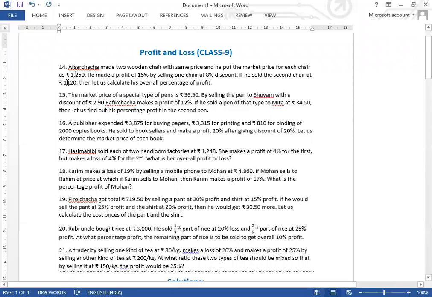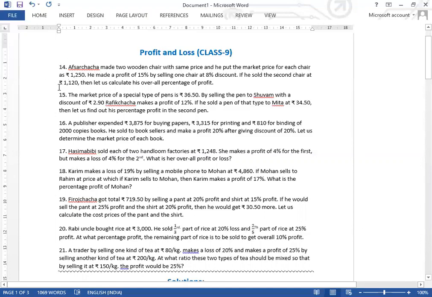So how can you proceed to get the answer of this sum? So here, what is given? First you try to understand what is given here. The selling price is given. 2 wooden chairs with the same price. He made 2 wooden chairs of the same price, and he marked the market price of each chair. The market price means the listed price or the labelling price.